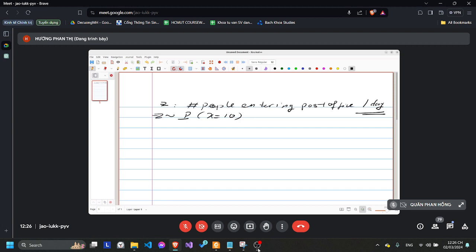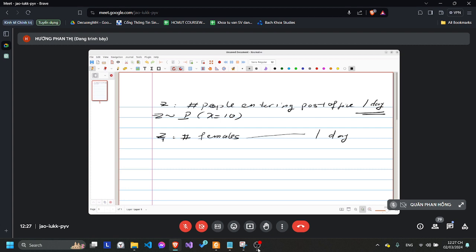Now we are interested in splitting Z. We are interested in classifying the people entering this post office into two groups. Group one will be the people entering the post office who are female, and the second will be the male people entering the post office. Hence, we have Z1 indicating the number of females entering the post office per day.